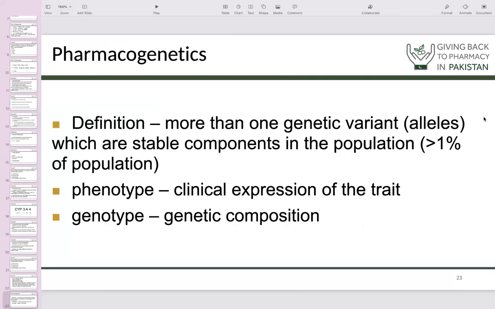So pharmacogenetics also plays a role in the metabolism of the drug. Many of these drugs have patients who have different genetic variants or alleles. They metabolize the drug differently. The concentration of the drug differs in patients who have these genetic variants or alleles, or they are also prone to a serious adverse drug reaction for that drug. But it's identified in less than 1% of the population. So phenotype is the clinical expression of the trait, and genotype is the genetic composition.